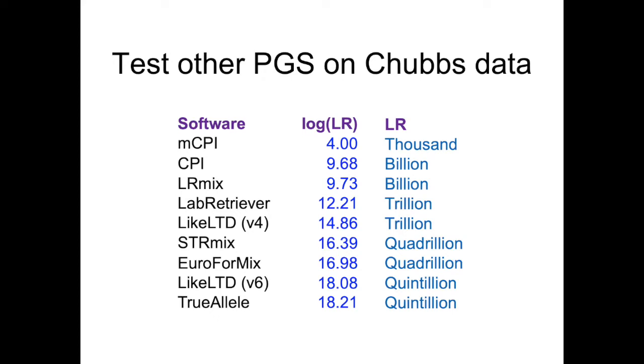And that was done. 9 programs, whether it's the simple CPI methods or the open source methods where anybody can look at the source code and see what's going on, LRMix, Lab Retriever, LTD, all of these programs pretty much gave the same answer. Chubbs was included. With simple software that made less use of the data, the answer might only have been in the thousands or billions. With more sophisticated software that could fully engage the quantitative data, the answers were in the quadrillions or quintillions, 16 or 18 zeros.